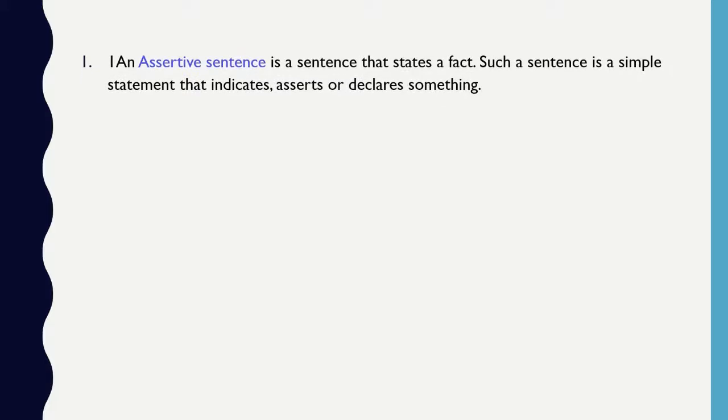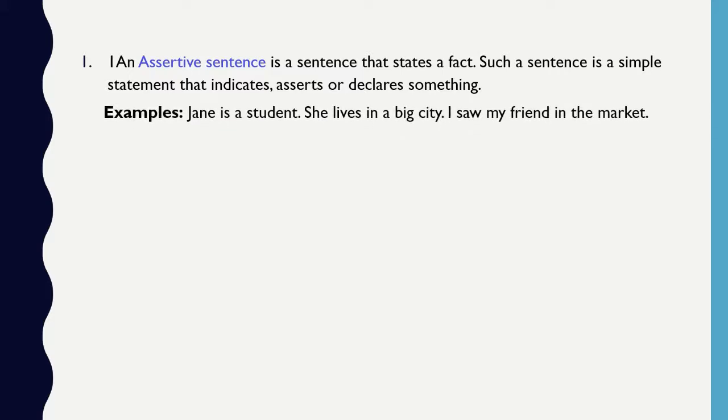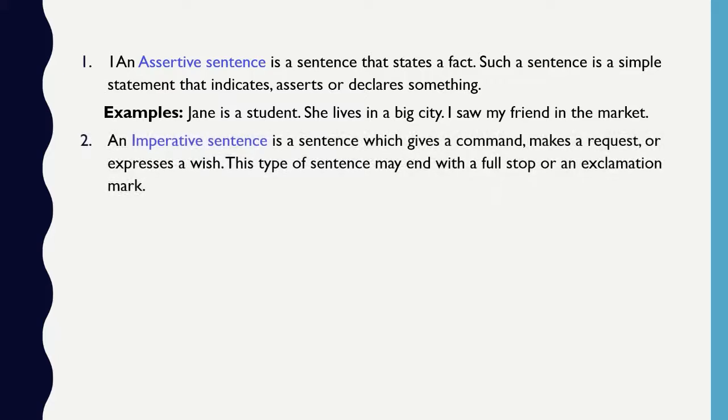First, an assertive sentence is the kind of sentence that states facts, such as a simple sentence that gives a statement and asserts or declares something. Example: Jane is a student. She lives in a big city. I saw my friend in the market. These are examples of assertive sentences. You can see they are delivering their statement, just declaring one piece of information. Imperative sentence: that kind of sentence gives a command, makes a request, or expresses a wish.